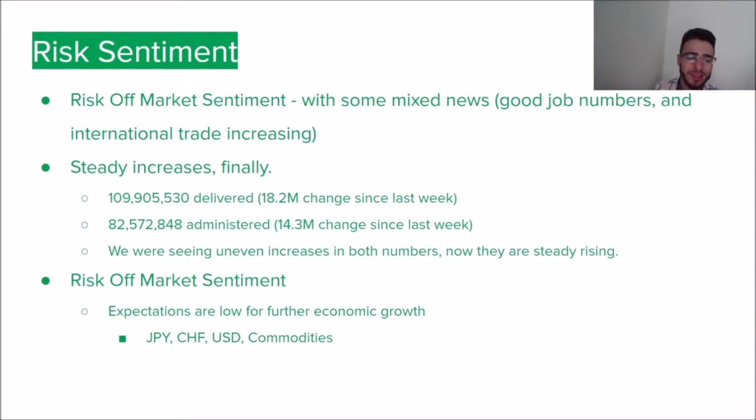Now, for our vaccine weekly updates, we do have a steady increase finally in the administration and delivery of our COVID vaccines. These are US numbers only. We have 109.9 million delivered, which is an 18.2 million change from last week. And we have 82.6 million administered, which is a 14.3 million change from last week as well. We were seeing uneven numbers in the increases, and it was kind of slowing down in the administration numbers. But recently we have picked up our administration numbers, which means we are keeping up with the delivery numbers, which is great. That means steady increases in vaccines. Vaccines are continuing to be rolled out at a steady, constant pace.